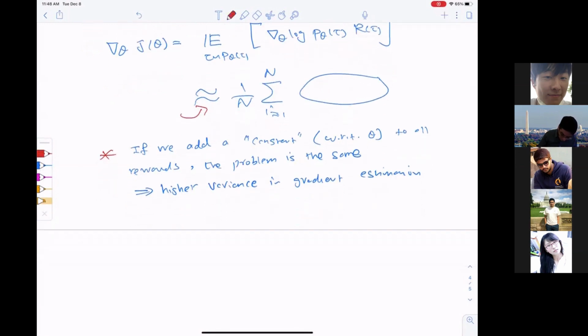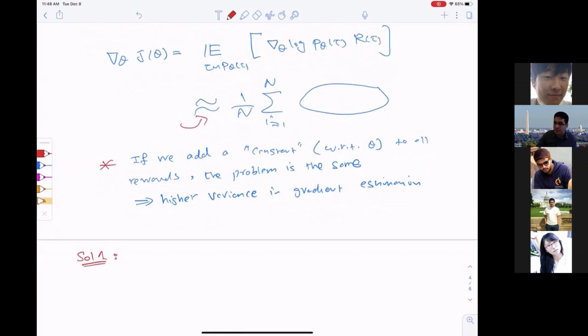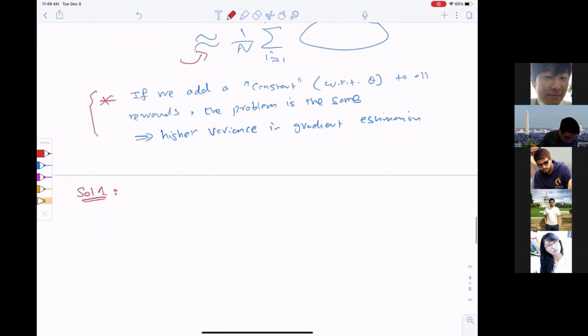So one solution to reduce the variance: as I mentioned, one reason we may have a high variance is that you can add a constant to all of these rewards. So the idea is, can we somehow subtract some numbers from these rewards, to have them zero mean in a way, and then we won't deal with this issue of adding a constant. So even if that's the case, that will be subtracted out. So that's the first solution, to subtract the baseline.